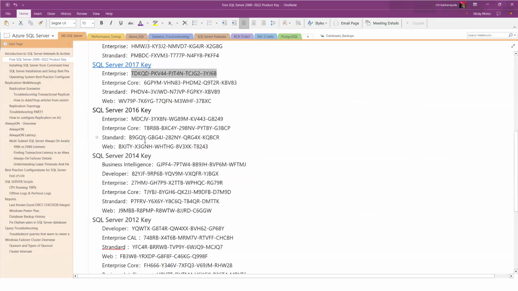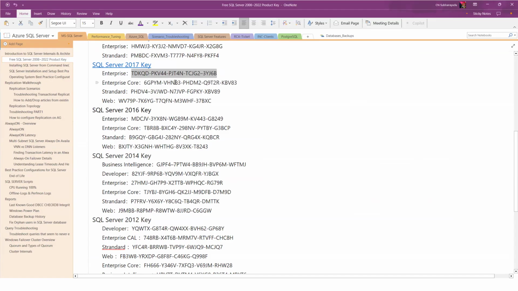Whenever you install SQL Server, you need to provide the product key. This is how your product key looks. Using this key, Microsoft is going to track the usage of your licenses. Clear about core-based license?